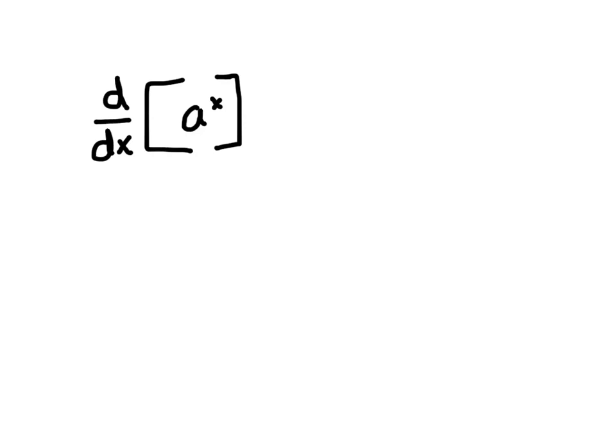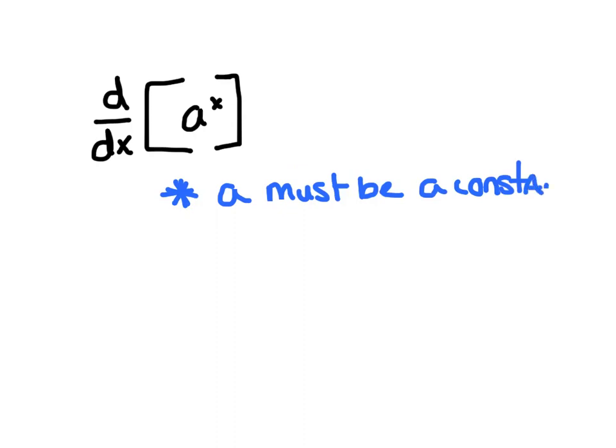So here's our rule: the derivative of a to the x, and I only want to make one small note in our book here, is that a must be a constant, and this guy's derivative is a to the x times the ln of a.